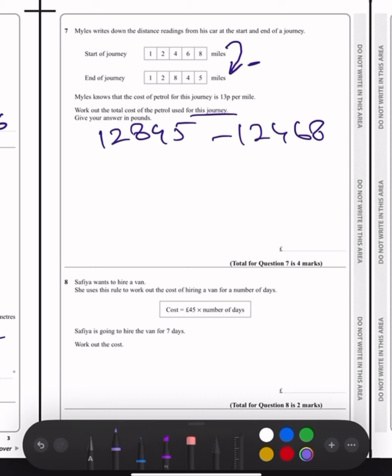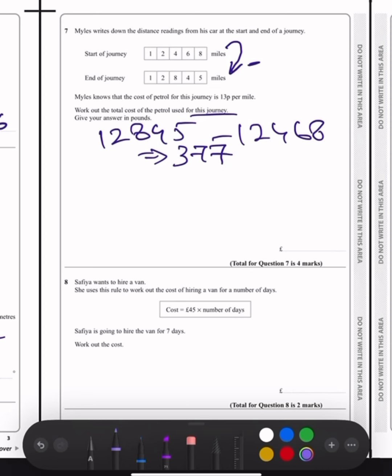We know that we've got the start of the journey, we've got the end of the journey. We simply subtract them, and that will be the journey we need to take out for. So 12845 minus 12468, that gives us an answer of 377.